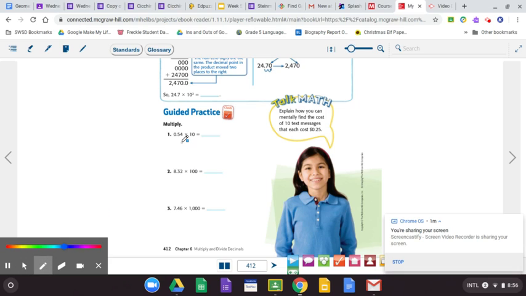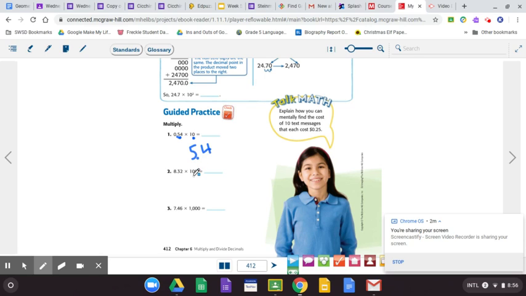So for this one, it's 54 hundredths times 10. So there's only 1 zero. So I'm going to take this decimal point here, and I'm going to move it 1 place value over to the right. So it's going to go right between the 5 and the 4. So my answer for that one is going to be 5 4/10.